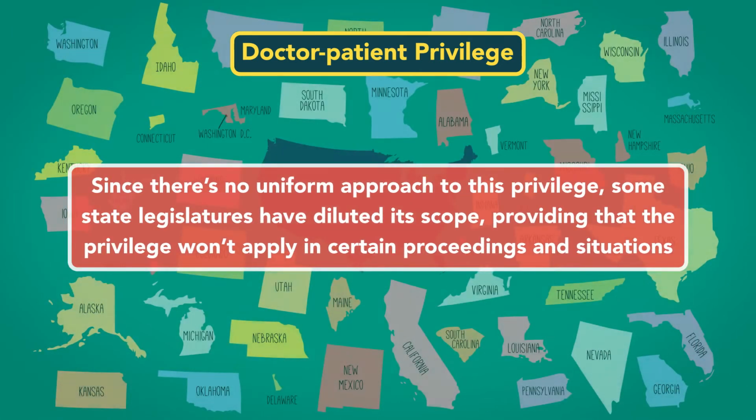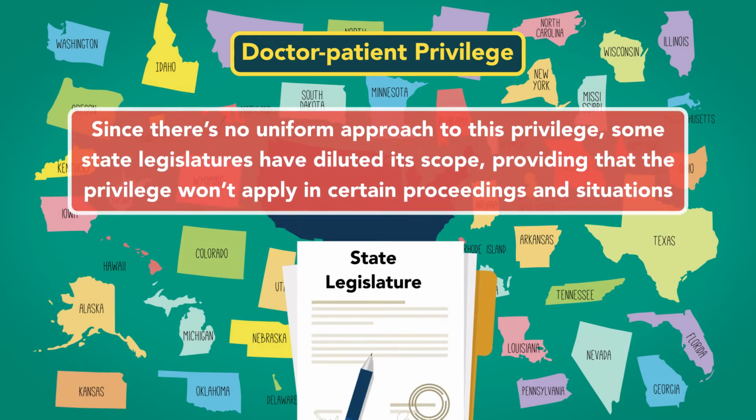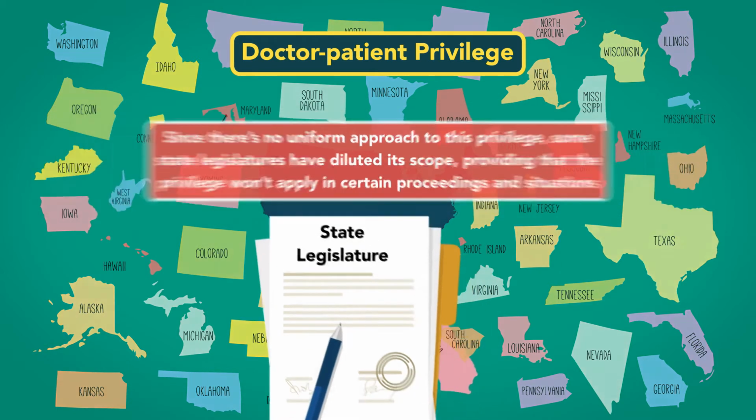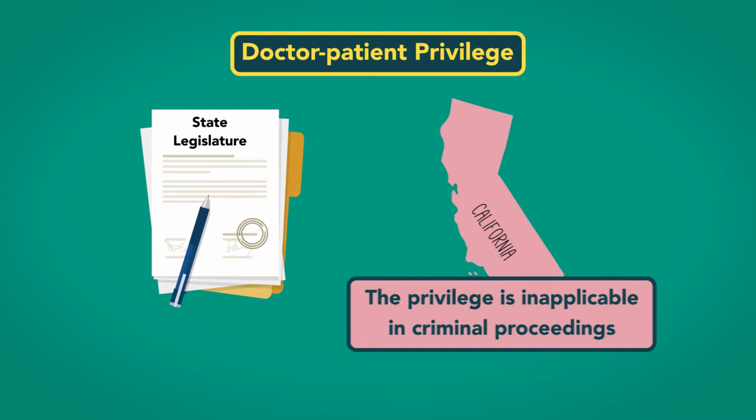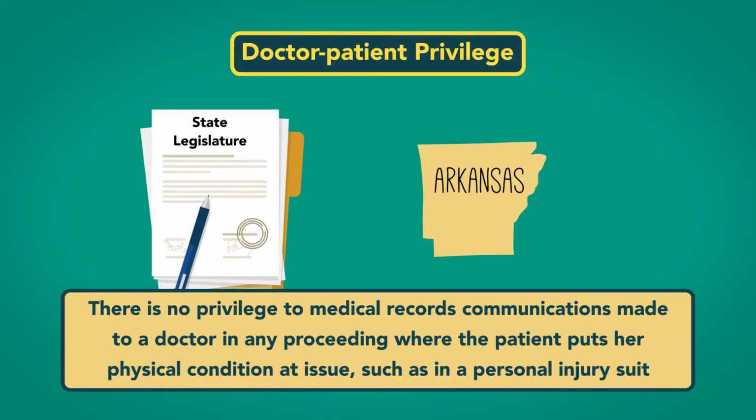Since there's no uniform approach to this privilege, some state legislatures have diluted its scope, providing that the privilege won't apply in certain proceedings and situations. In California, for example, the privilege is inapplicable in criminal proceedings. In Arkansas, there is no privilege to medical records communications made to a doctor in any proceeding where the patient puts her physical condition at issue, such as in a personal injury lawsuit.